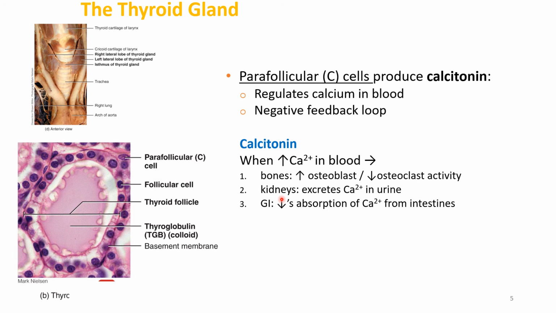The third way is that in your gastrointestinal system, so your small intestine especially, it's going to reduce the amount of calcium that gets absorbed from your gut into your blood. So we're limiting how much calcium comes into your system. And then we're pulling the calcium that we have in your system out of the system by putting it into your bones or out your kidneys or out into your urine. So that's three ways that calcitonin can manage that calcium level in your blood.